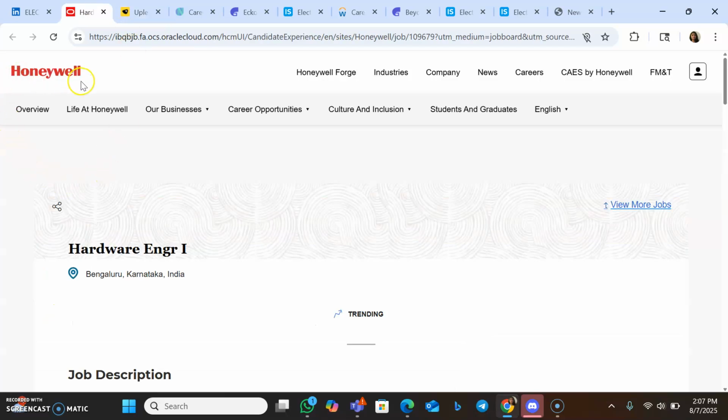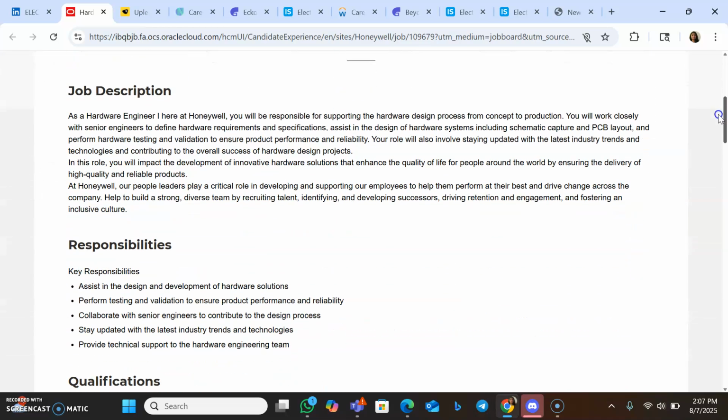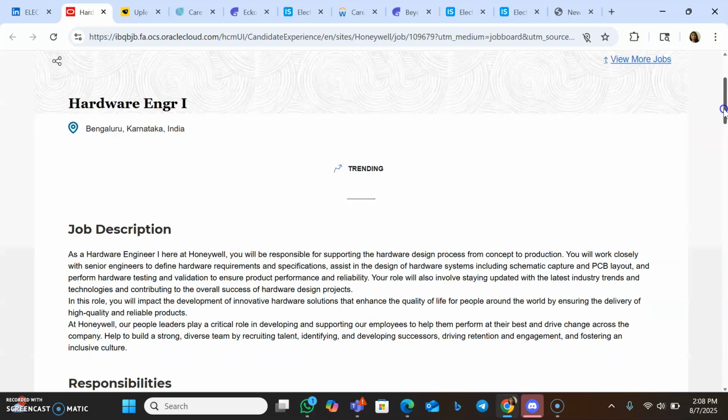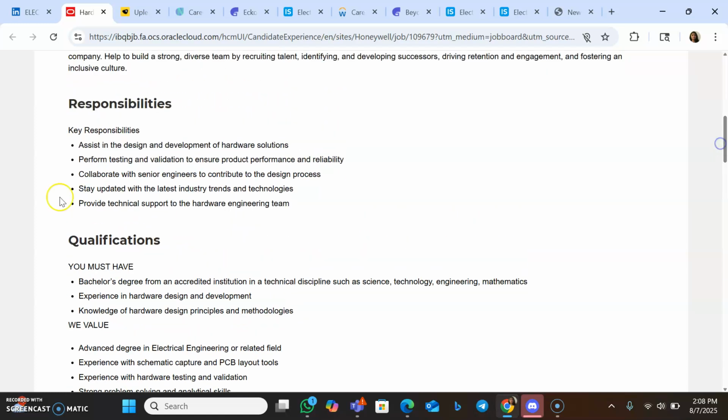The first opportunity we are going to see is from the very famous Honeywell. They are hiring for Hardware Engineer 1. Bangalore, Karnataka is the location. This is a hardware job, a hardcore engineering job. Electronics, electrical, instrumentation, all these branches are eligible. Honeywell is a core company of electronics. They have given the key responsibilities here: you have to assist in the design and development of hardware solutions, perform testing, collaborate with senior engineers, stay updated with the latest industry trends, and provide technical support.